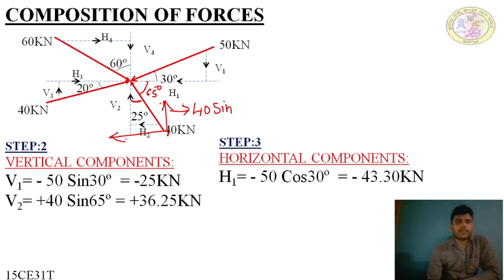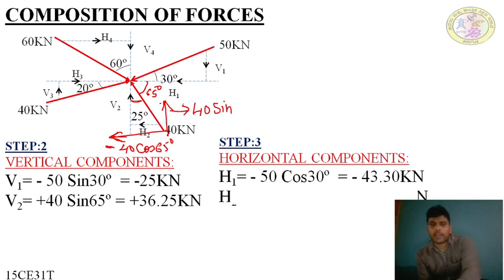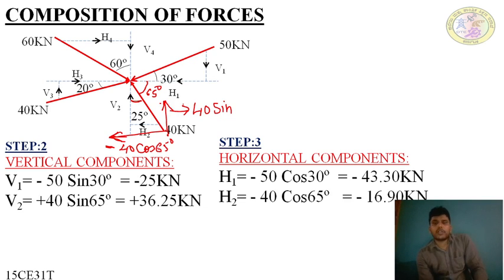Now the horizontal component is in the negative direction. Then minus, force is 40 kilonewton, horizontal component F cos theta. 40 cos theta, with respect to the x direction, that is 65 degrees. Minus 40 cos 65 is equal to minus 16.90 kilonewton.